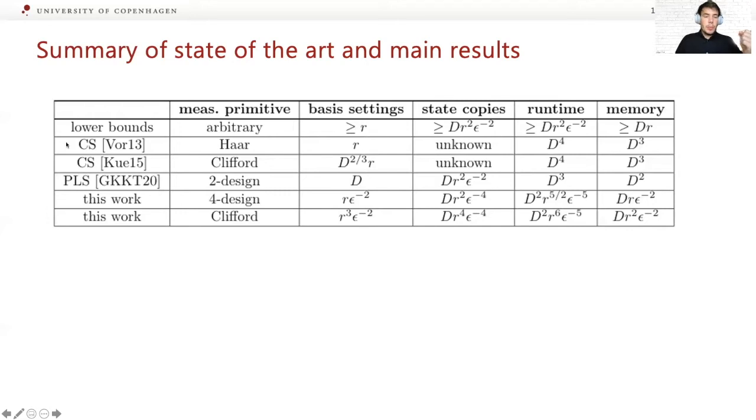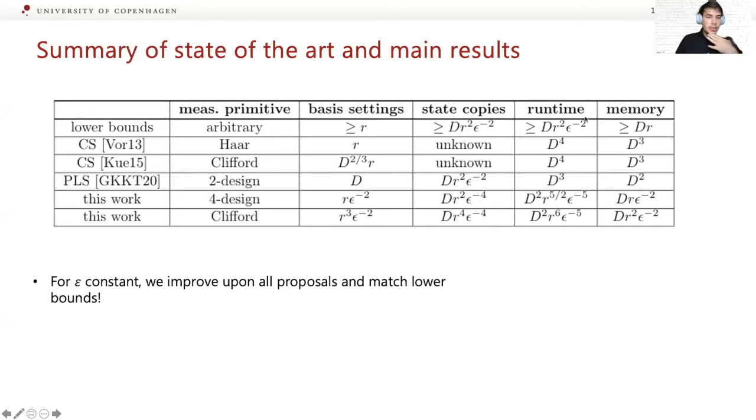So for instance, compressed sensing excels in the basis settings, but the runtime is not great, and the exact number of state copies is unknown, whereas other approaches like projected least squares achieve the optimal number of state copies, but in general need many basis settings. In particular, none of these approaches simultaneously saturates the lower bounds. And our algorithm, if we forget about the scaling and the error, is the first to simultaneously obtain the best possible number of basis settings and also state copies.